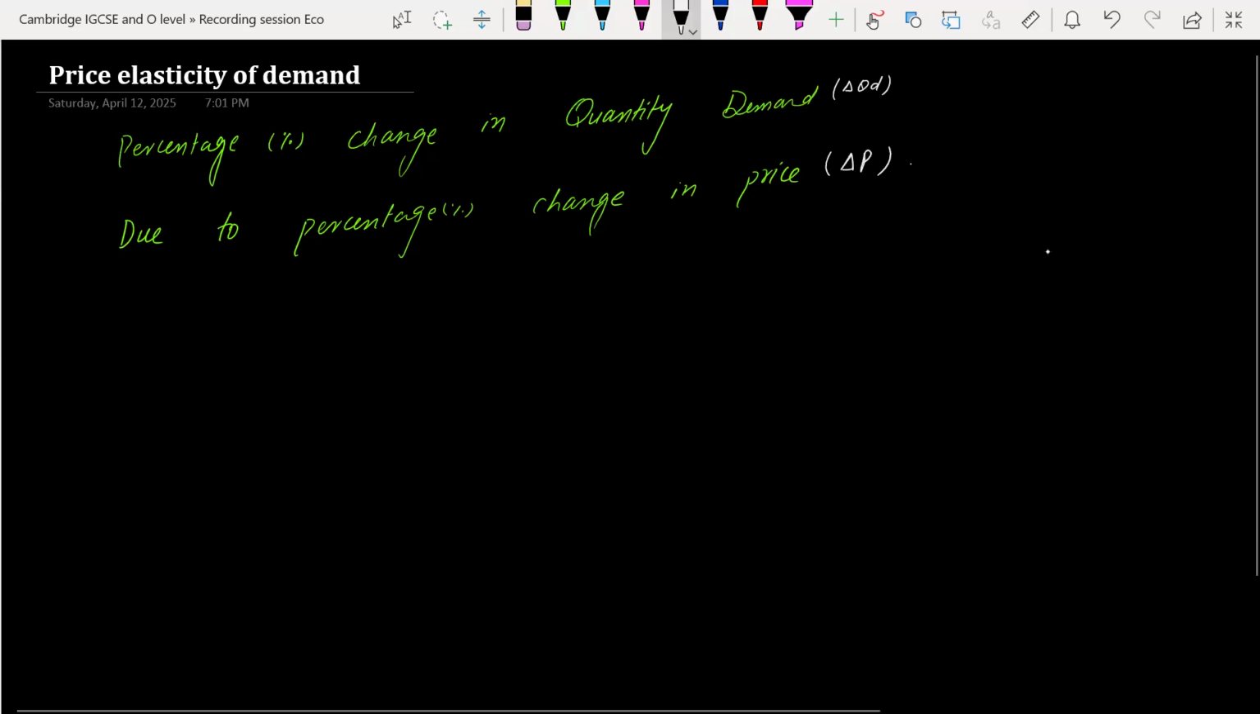Okay. On the other hand, you can say it's responsiveness, which means how much the quantity demand of goods changes in response to a change in its price. But this one will be the easy definition. So the formula of price elasticity of demand.